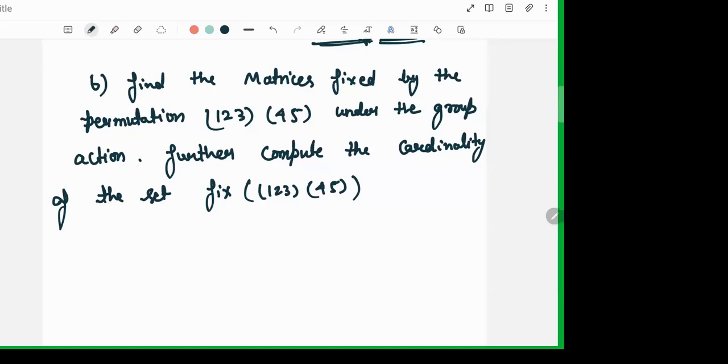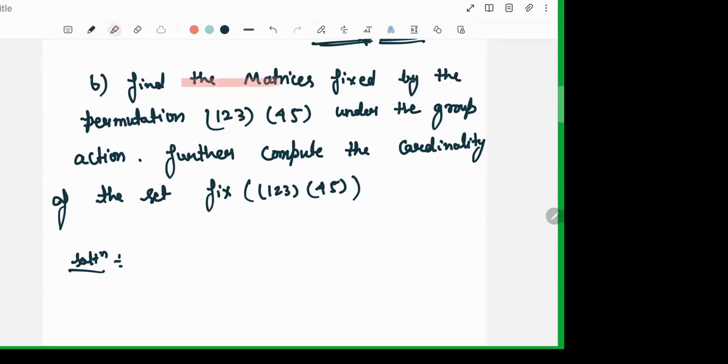Can you see this? Entries are going to be over Z5, of matrices. Have you understood the problem or not? What you have to do is find the matrices which are fixed by this permutation. So what does this mean, basically?